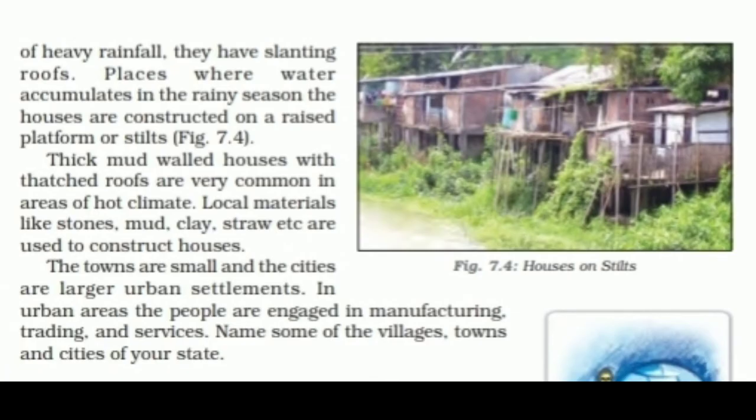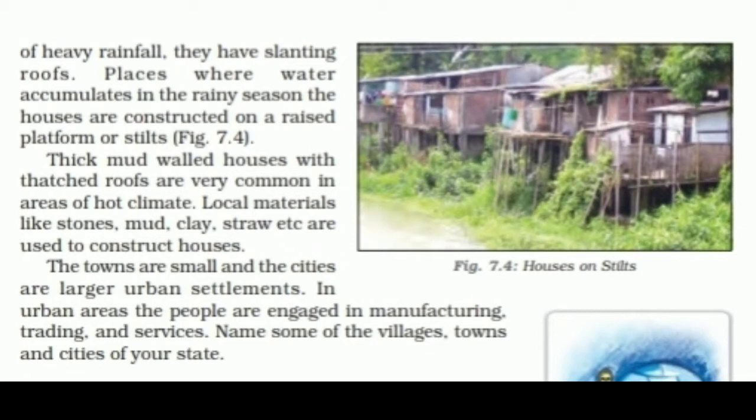In rural areas, people build houses to suit their environment. In regions of heavy rainfall, houses have slanting roofs. In regions where water accumulates in the rainy season, houses are constructed on a raised platform or stilts. In areas of hot climate, there are thick mud-walled houses with thatched roofs. Local materials like stones, mud, clay, straw, etc. are used to construct houses.